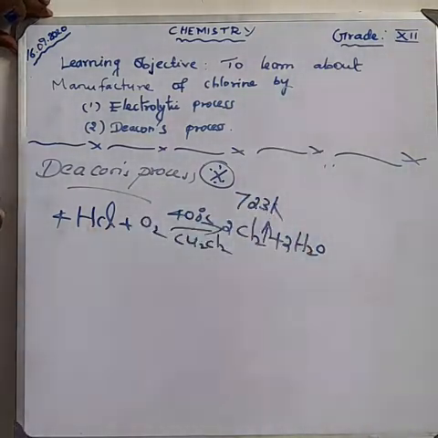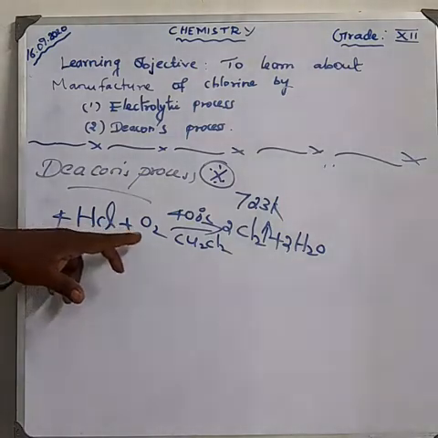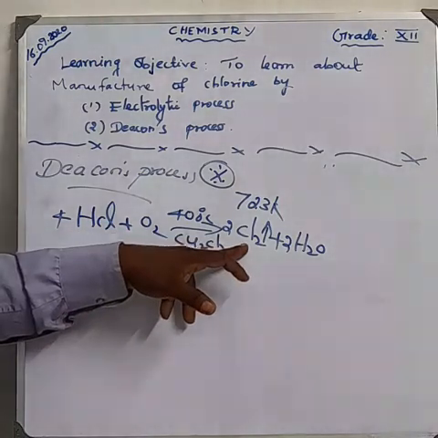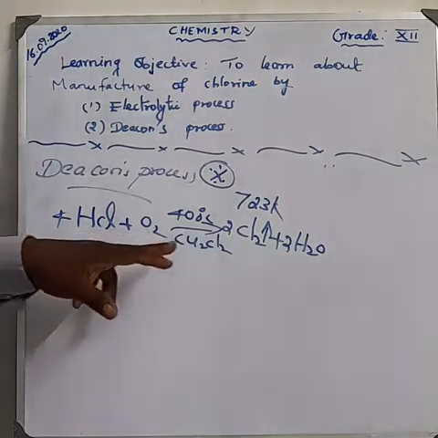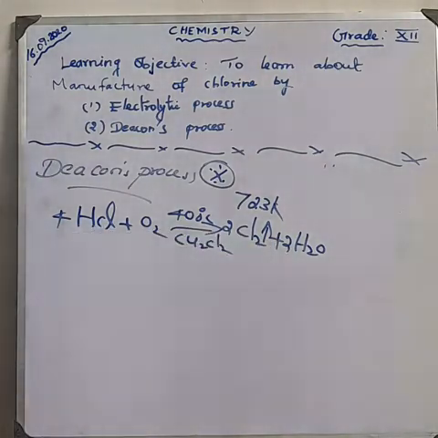The hot air is passed through the chamber. So what is happening here? Hydrochloric acid combines with oxygen to form chlorine gas, and also we get water. This is the first preparation of chlorine by the Deacon process.